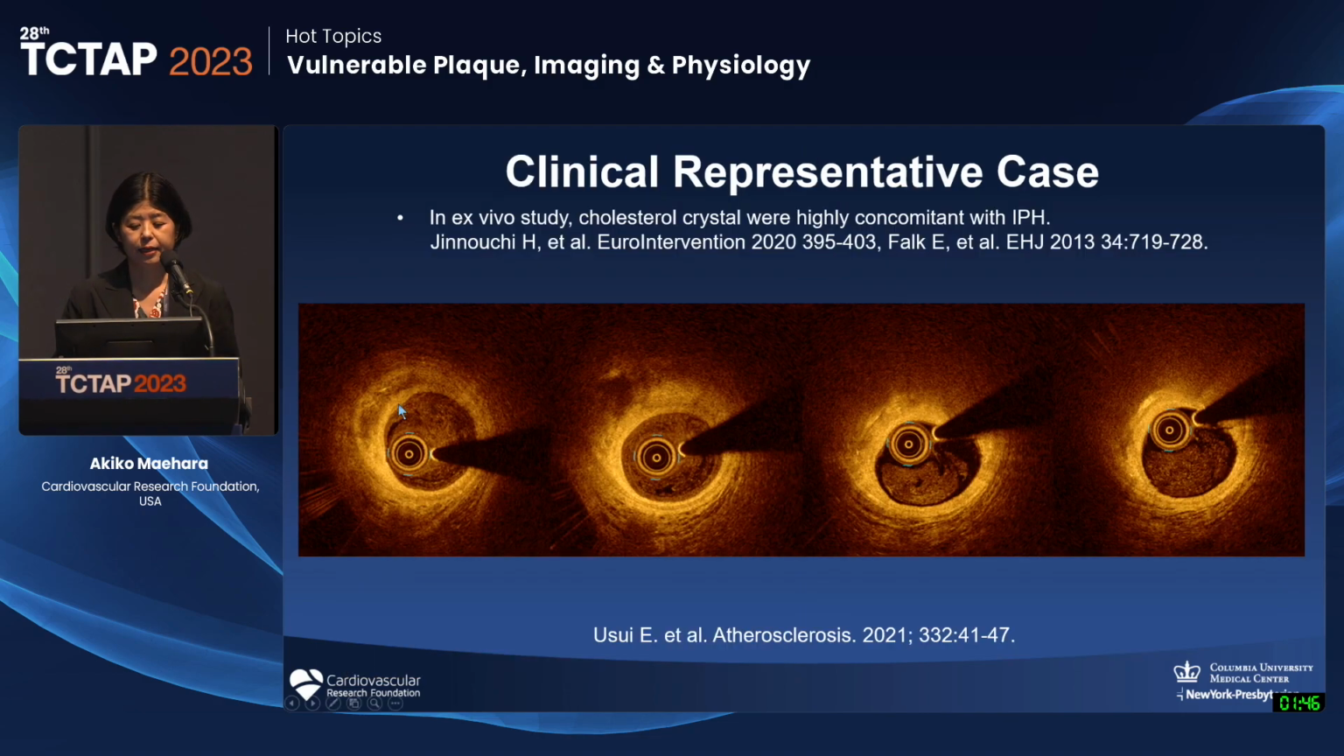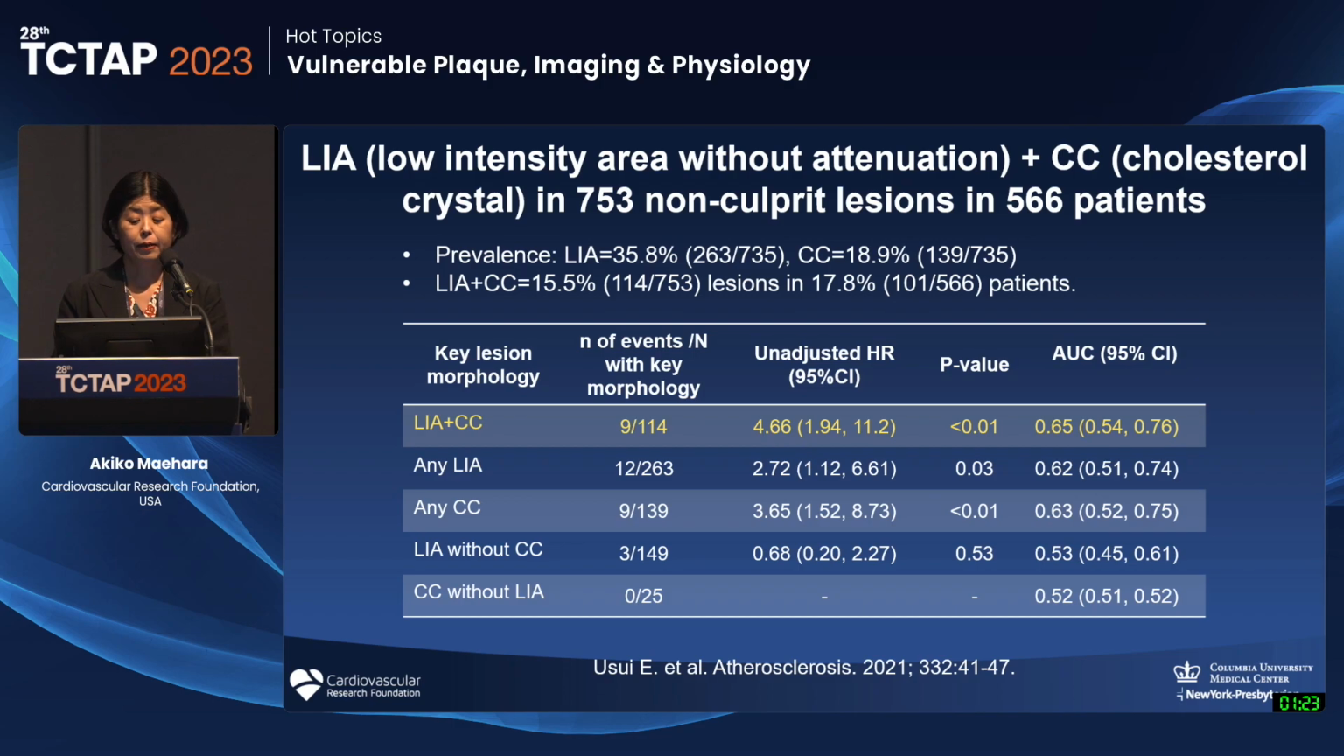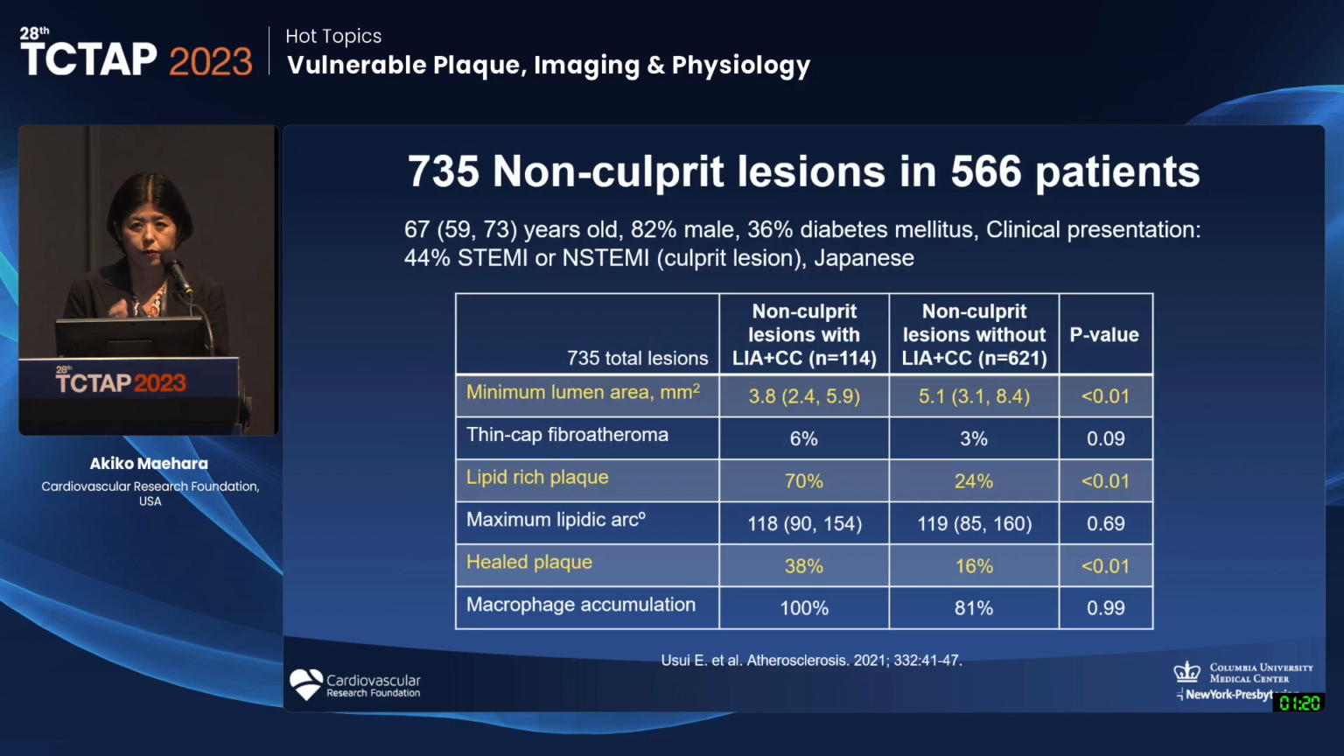So this is how it looks. And the importance is, as the pathologist tells us, looking for the cholesterol crystal together should be the key, meaning picking up probably the correct one. So we look for the low intensity area without attenuation, having the cholesterol crystal. That is one finding, and in our mind, probably that's indicating intraplaque hemorrhage. We need more evidence. But when we look into those cases without those findings, that lesion has more lipid-rich plaque and more healed plaque, and looks like a more complex, advanced lesion.